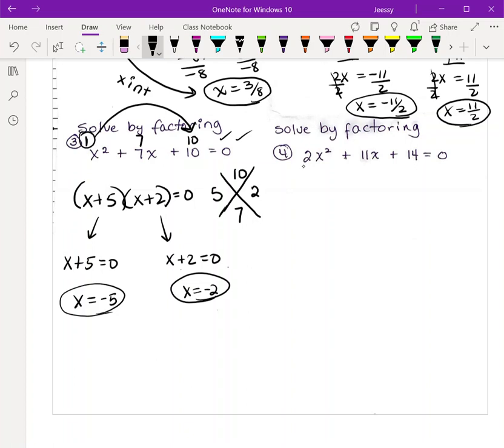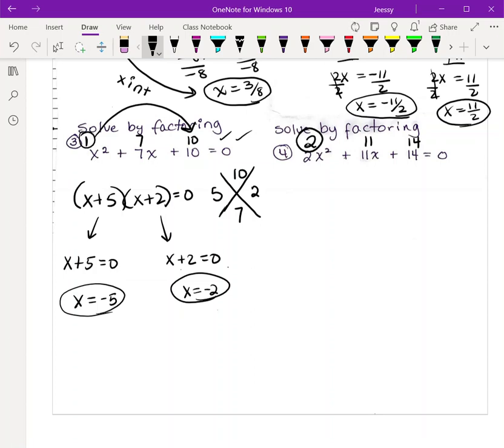All right, the last one. Once again, 2, 11, and 14. There is no GCF because 11 is prime, okay? 2 of them have variables, the other one doesn't. So it's a trinomial. The numbers involved are a 2, 11, and a 14. Clear?